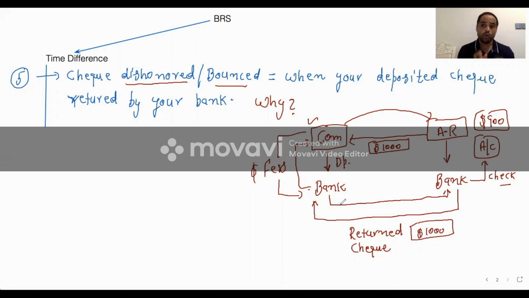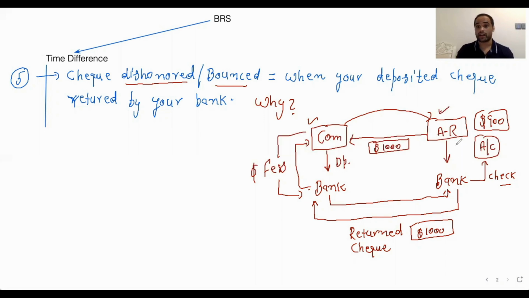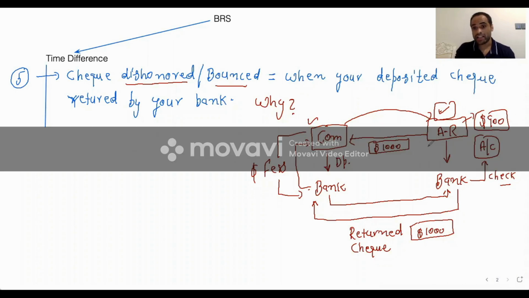And who made the mistake? This is the account receivable's mistake. Why? Because the account receivable knows very well how much money is in the bank account. The account receivable knows that they have only $900. Then why is the account receivable still writing a check?